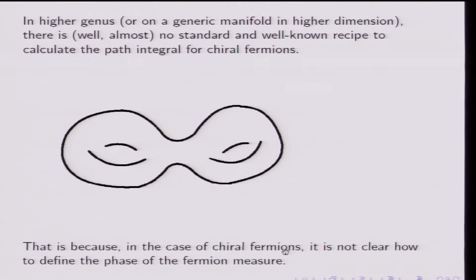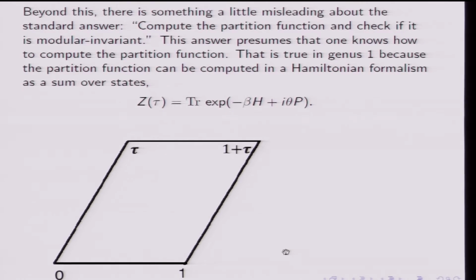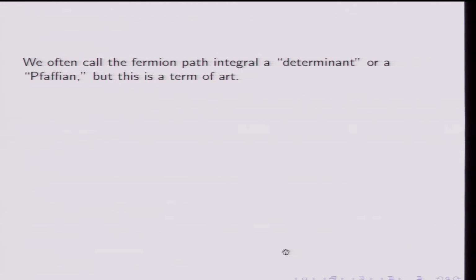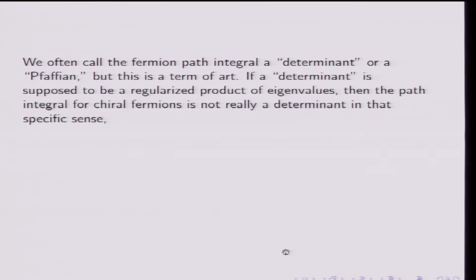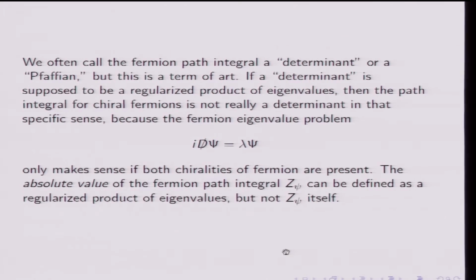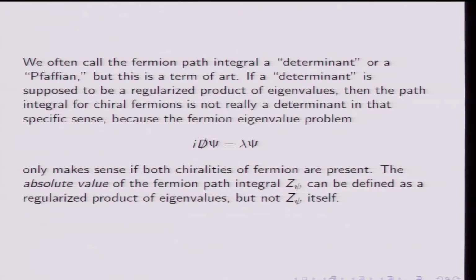But in higher genus or in higher dimensions, there's no standard and well-known recipe to calculate the path integral. I'll clarify this in a second. Basically, in the case of chiral fermions, it's not clear how to define the phase of the fermion measure. We customarily call the fermion path integral a determinant or a Pfaffian, but this is a term of art. If you think a determinant is a regularized product of eigenvalues, then the path integral for chiral fermions is not a determinant. That's because the fermion eigenvalue problem only makes sense if both chiralities of fermion are present, since the Dirac operator reverses the fermion chirality. So in the more interesting theories of fermions, you can define the absolute value of the fermion path integral as a product of eigenvalues, but not z itself.